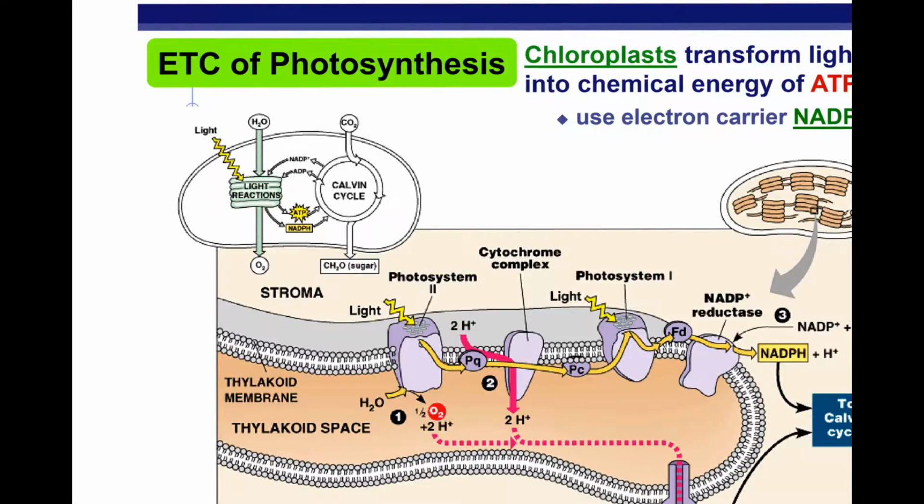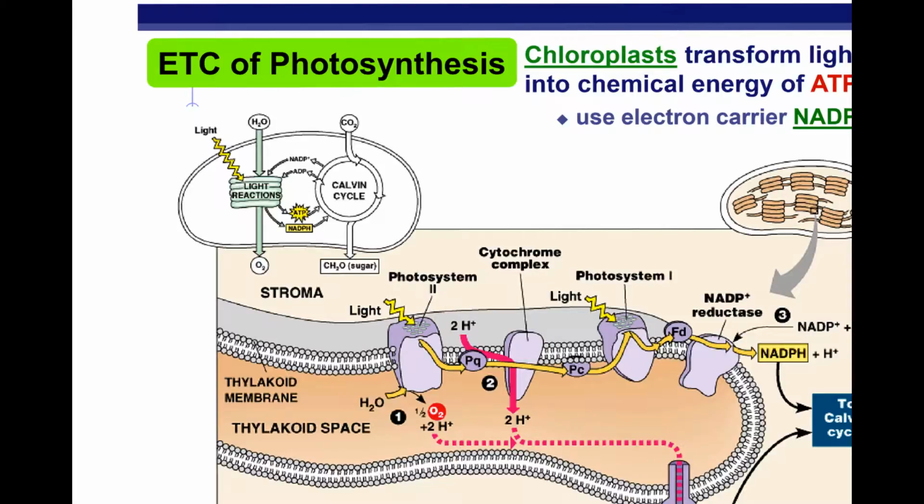Right, so like I said, for the electron transport chain of photosynthesis, we're going to be utilizing the electron carrier NADPH. That's where we're going to store some energy for later on. And then we're going to be making a little bit of chemical energy in the form of ATP so that we can later on make our glucose molecule.